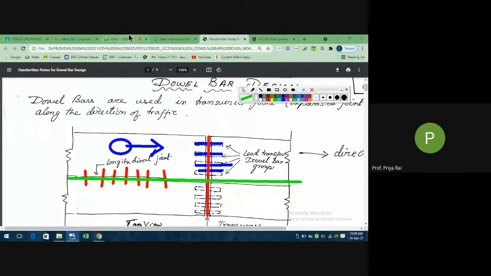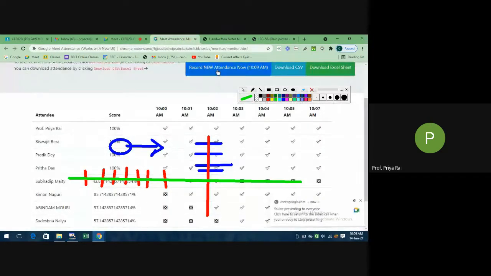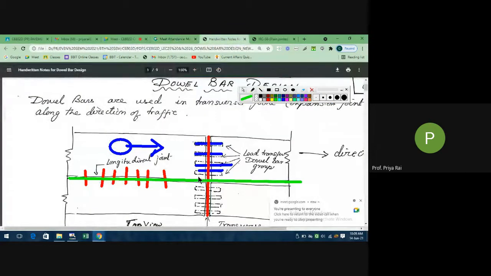But the dowel bar, what is its purpose? The main purpose is to transfer the wheel load from this slab to the adjacent slab. That is why it is called a load transfer dowel bar group. Why group? These are groups of bars. So we have to design these bars. Design means, as I said, what is the length of the bar, what is the cross-sectional area of the bar, and what is the spacing between two successive bars.